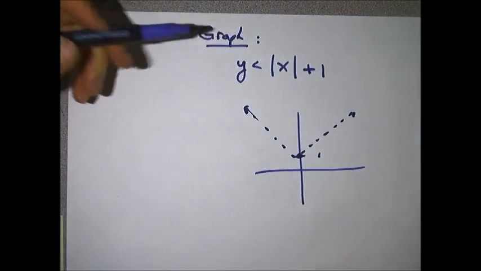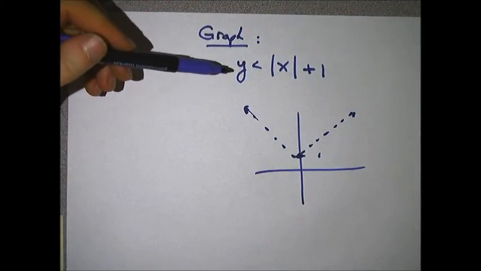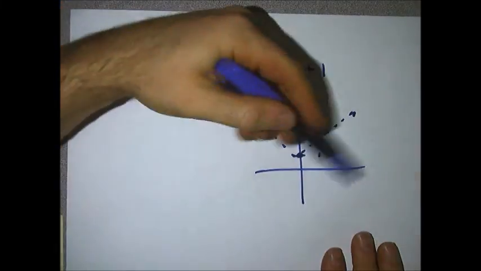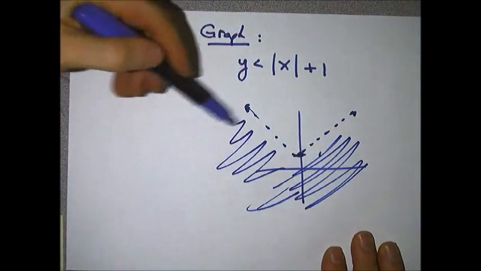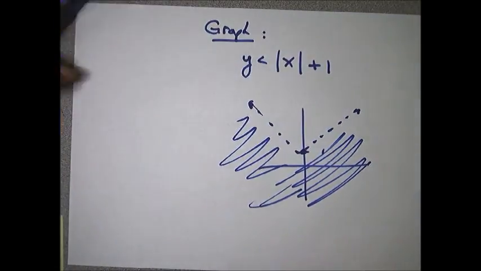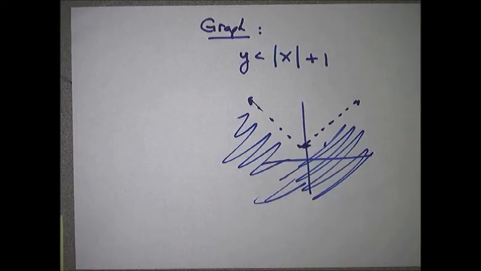And to finish the problem, you're looking between now choice A and choice B in your packet. This says less than. So when we say less than, we want to shade down. If this had said greater than, instead of shading below the V, we would have shaded up top above the V.